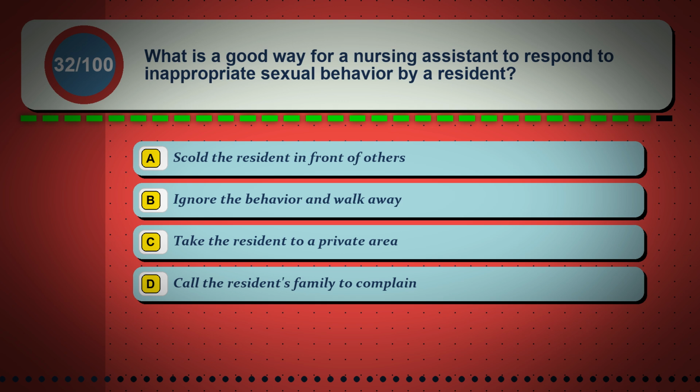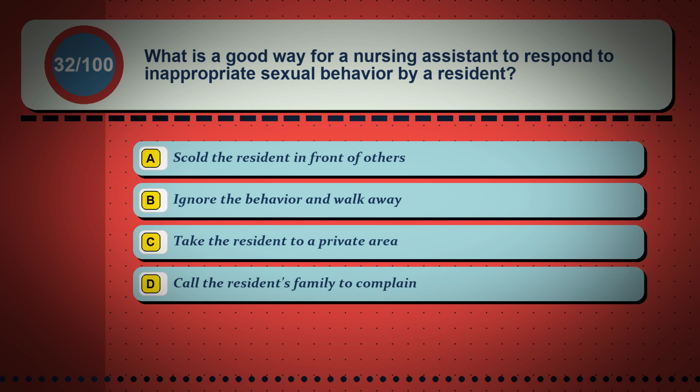Question 32. What is a good way for a nursing assistant to respond to inappropriate sexual behavior by a resident? Option A. Scold the resident in front of others. Option B. Ignore the behavior and walk away. Option C. Take the resident to a private area. Option D. Call the resident's family to complain.